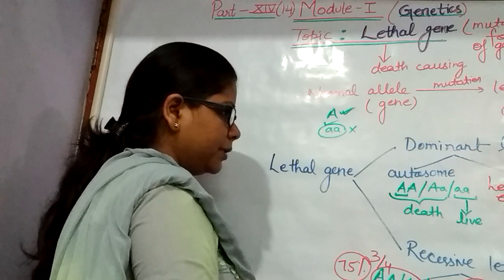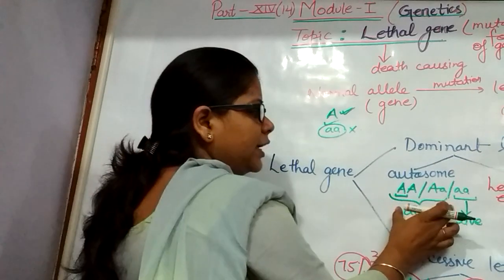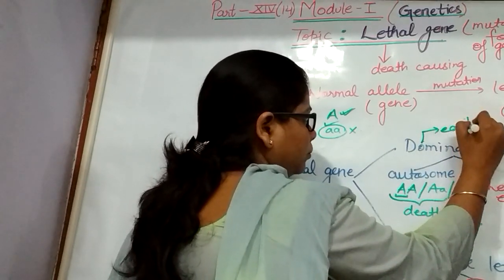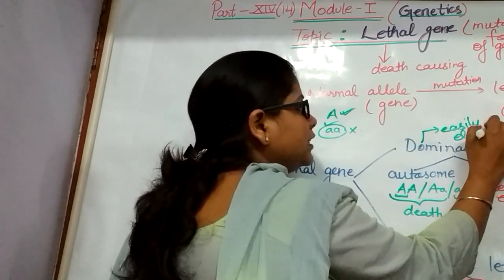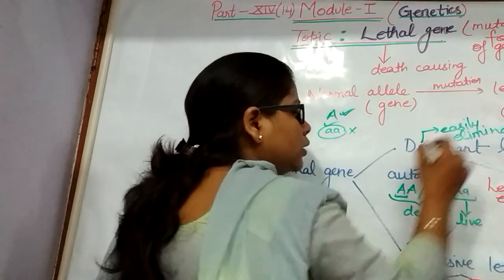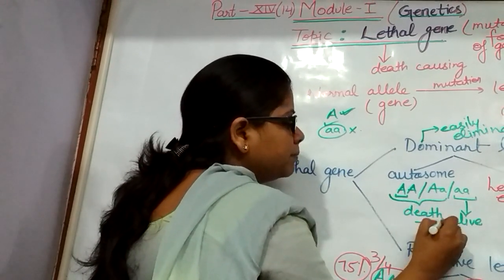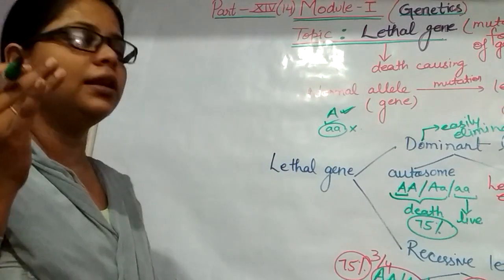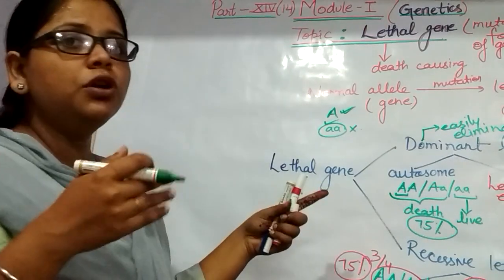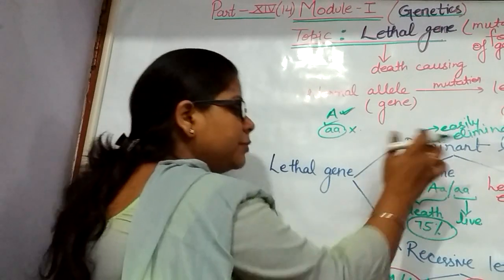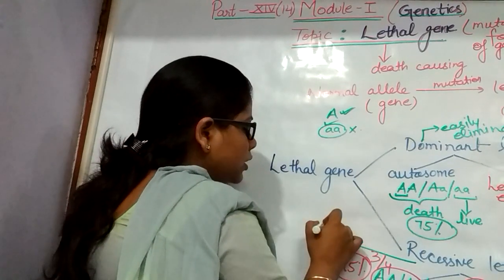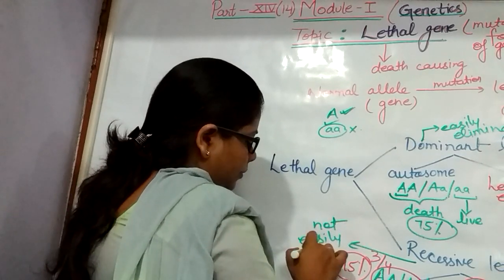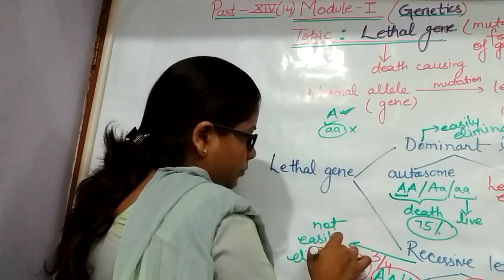Next point, which will be easily eliminated? This will be easily eliminated. Why so? Because 75% of people will die. Elimination means removal. So here 75% are going to die, so in this case it is easily eliminated. And the other one is not easily eliminated.